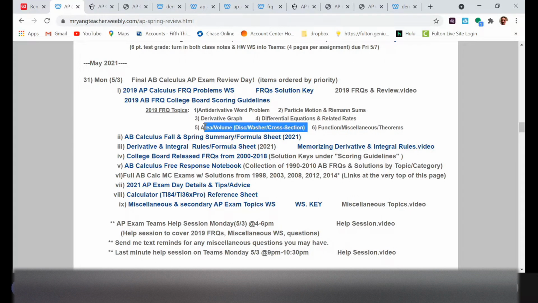Number 5, area volume involving disk, washer, cross section. So we can expect to see that for number 5.